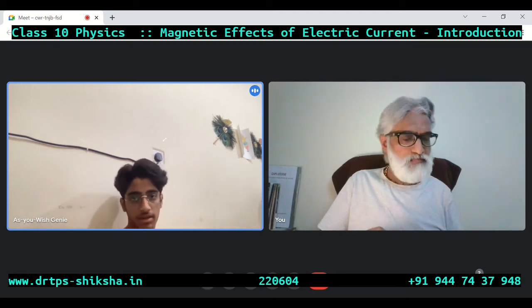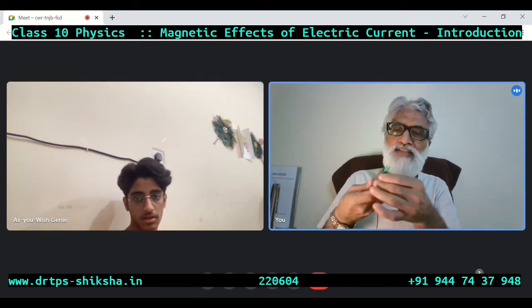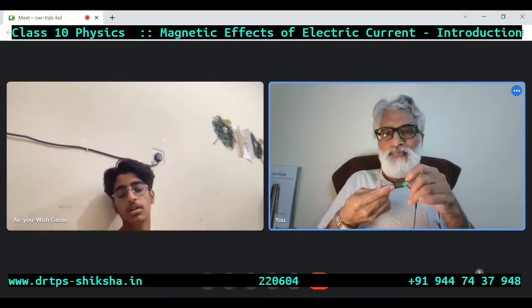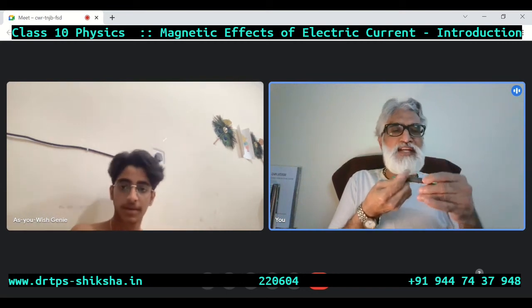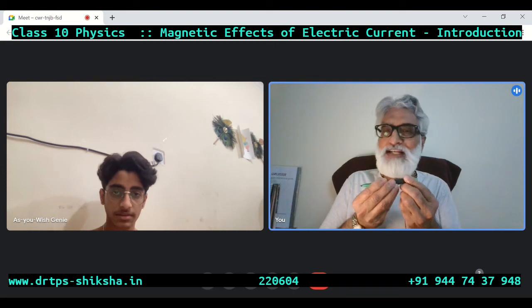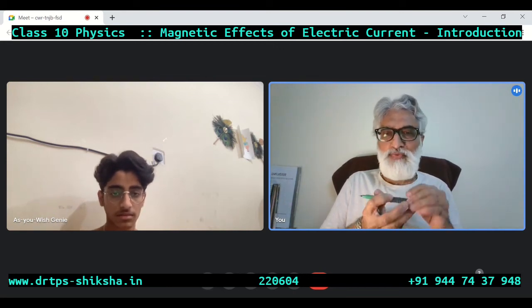I think it's the same thing but different ones. Yeah, assume that you have a wire like this and you are passing current from here to here. So when it goes from here to here, you are connecting it onto a battery, then you know from which direction the current flows.